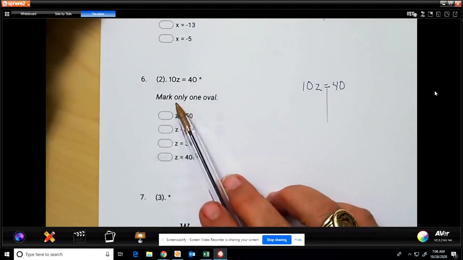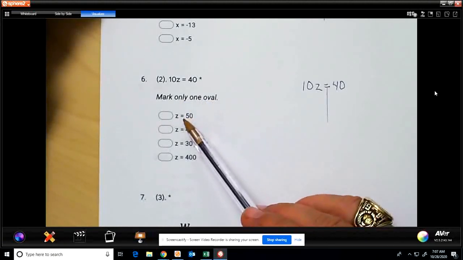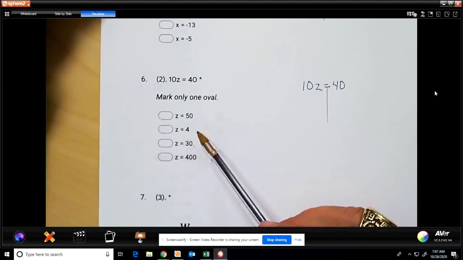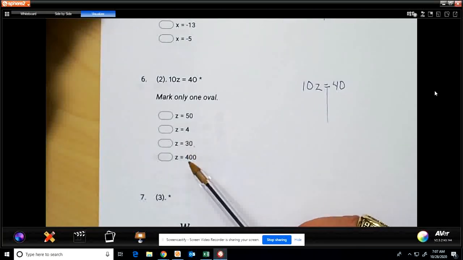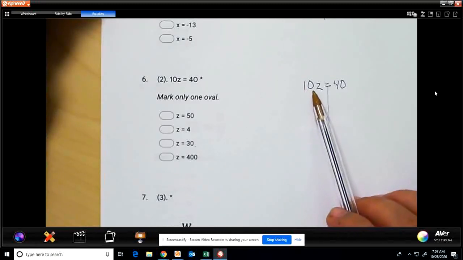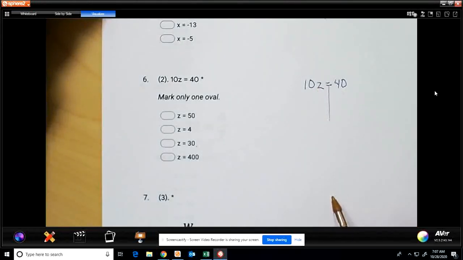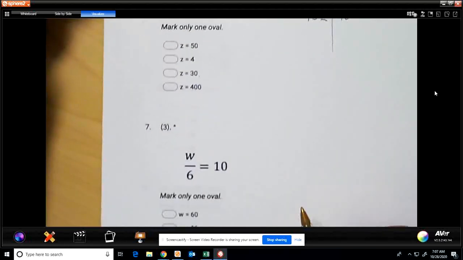Your answer choices are mark only one oval. So you've only got one answer. So z equals 50, z equals 4, z equals 30, or z equals 400. So remember, this is 10z equals 40, and this means 10 times z equals 40. So you got to do the inverse operation, or the opposite.